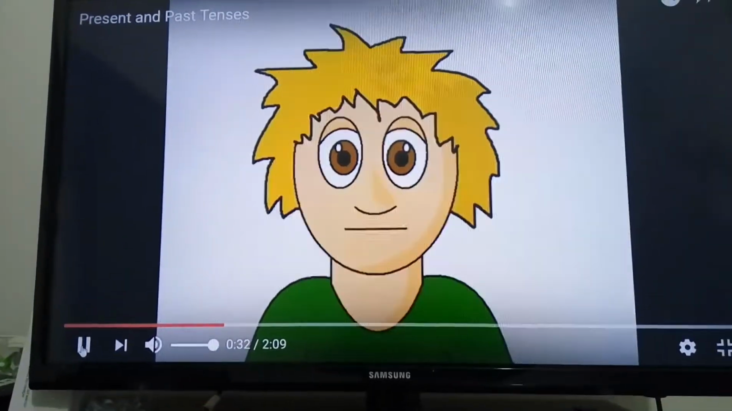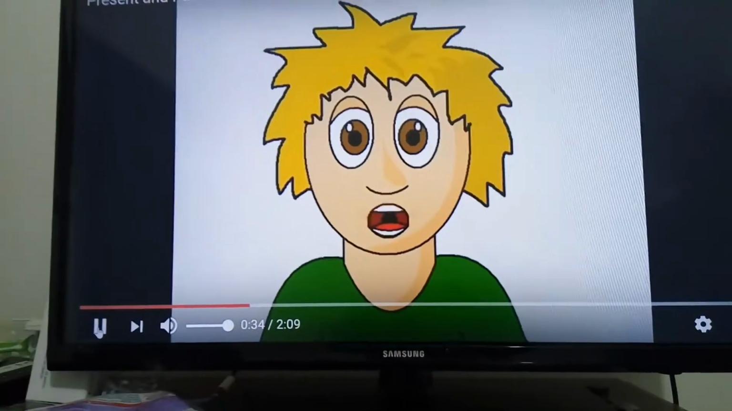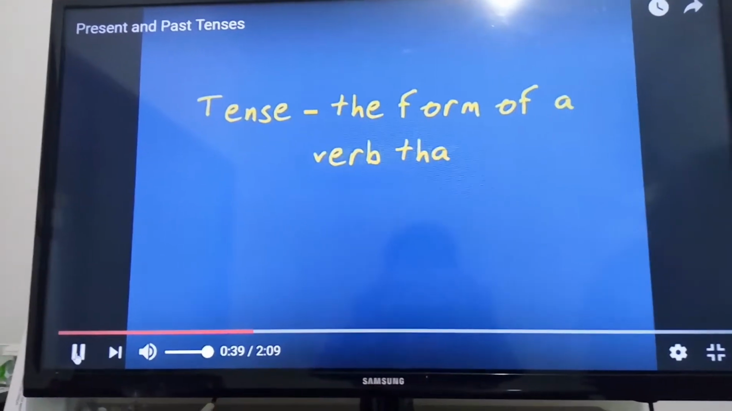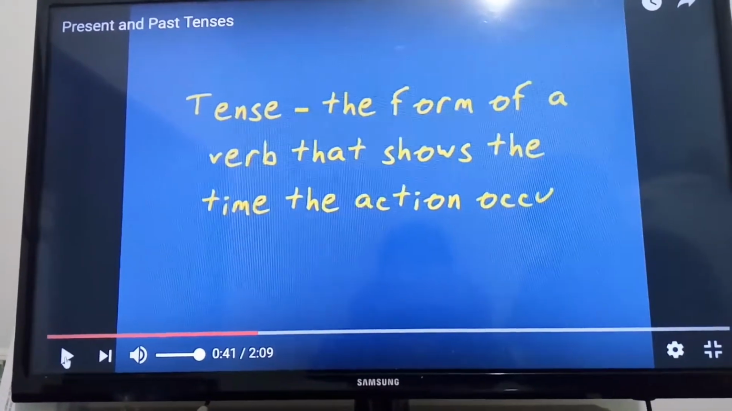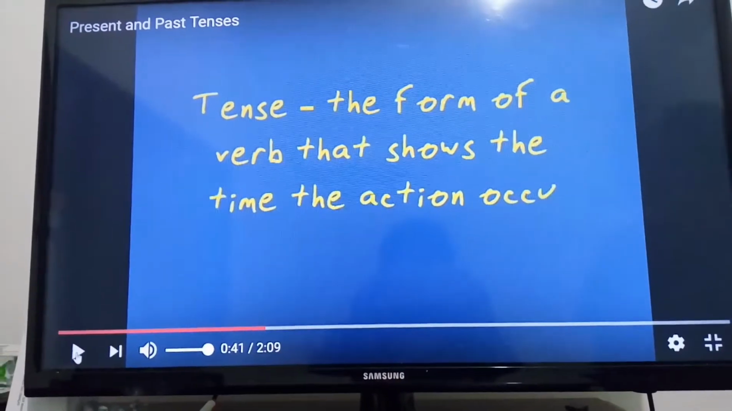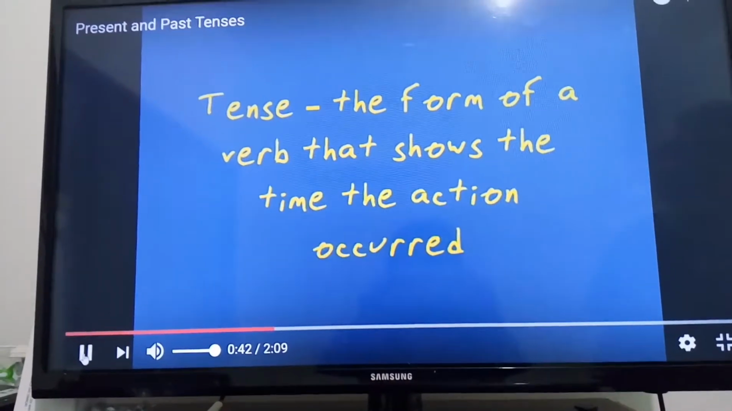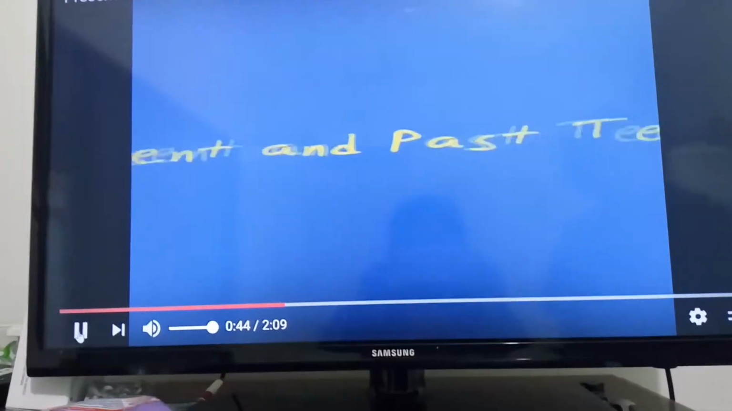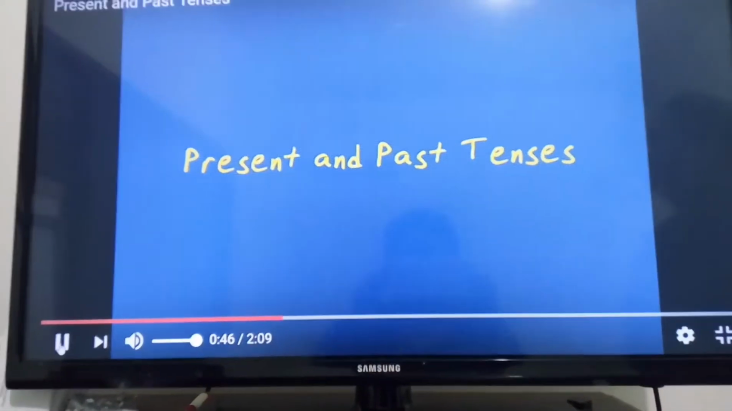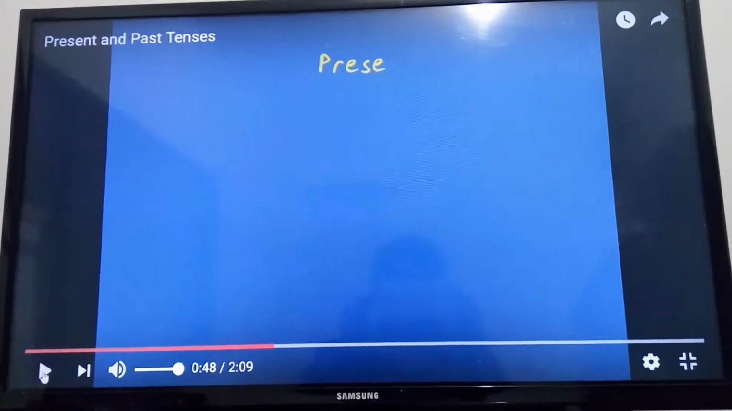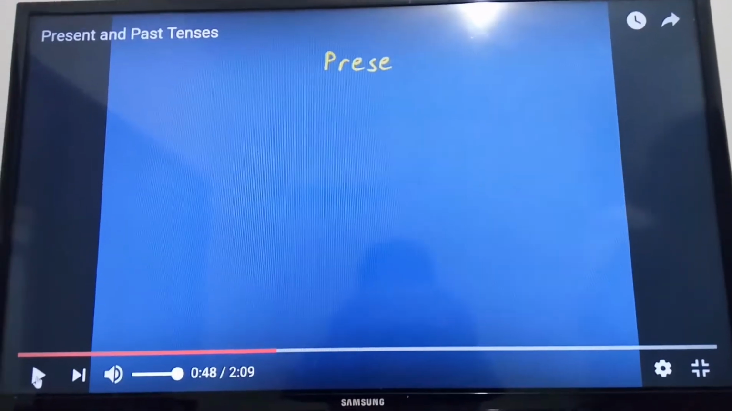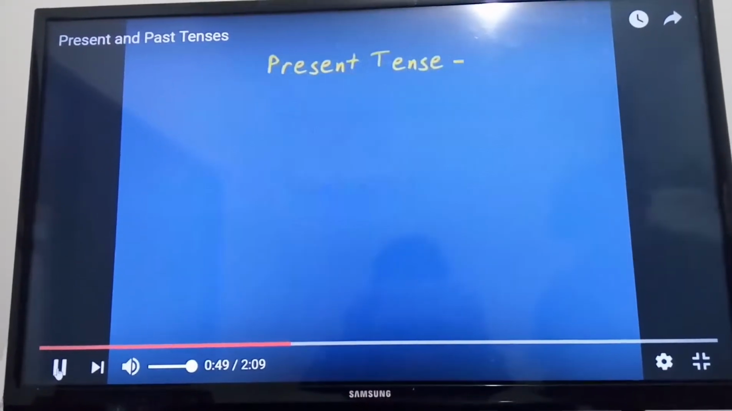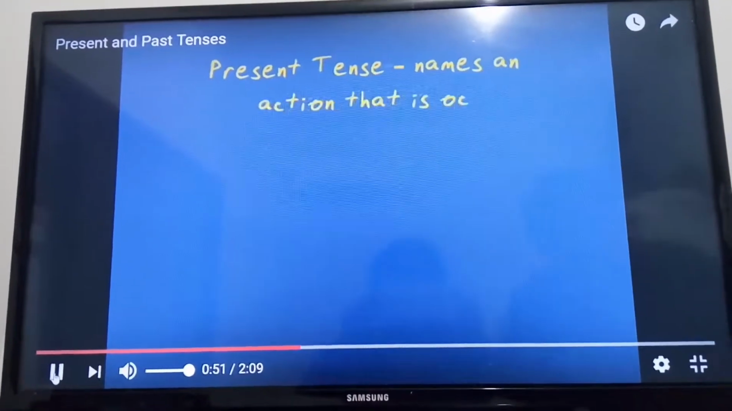Today we're going to be talking about a very exciting piece of English known as tenses. The tense is the form of a verb that shows the time the action occurred. Today we're going to talk about present and past tenses. In this case, we're going to study the contrast between present and past tense. Let's see. The present tense names an action that is occurring now or done regularly.